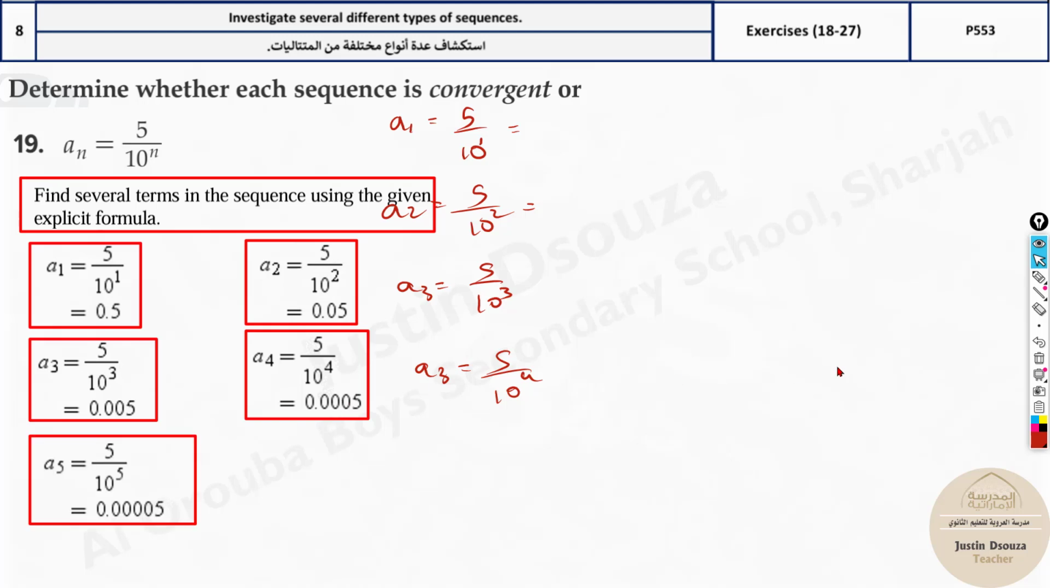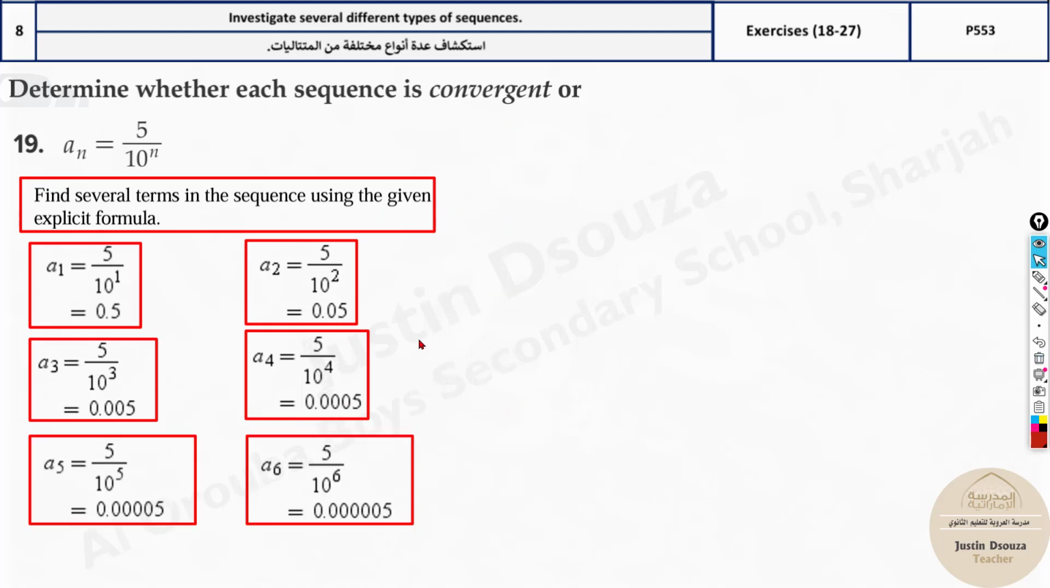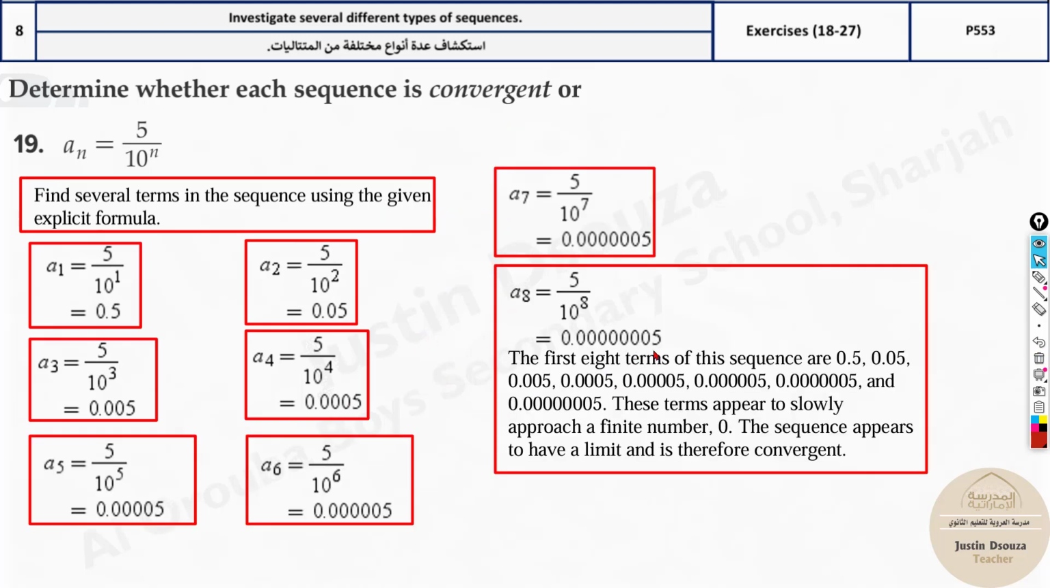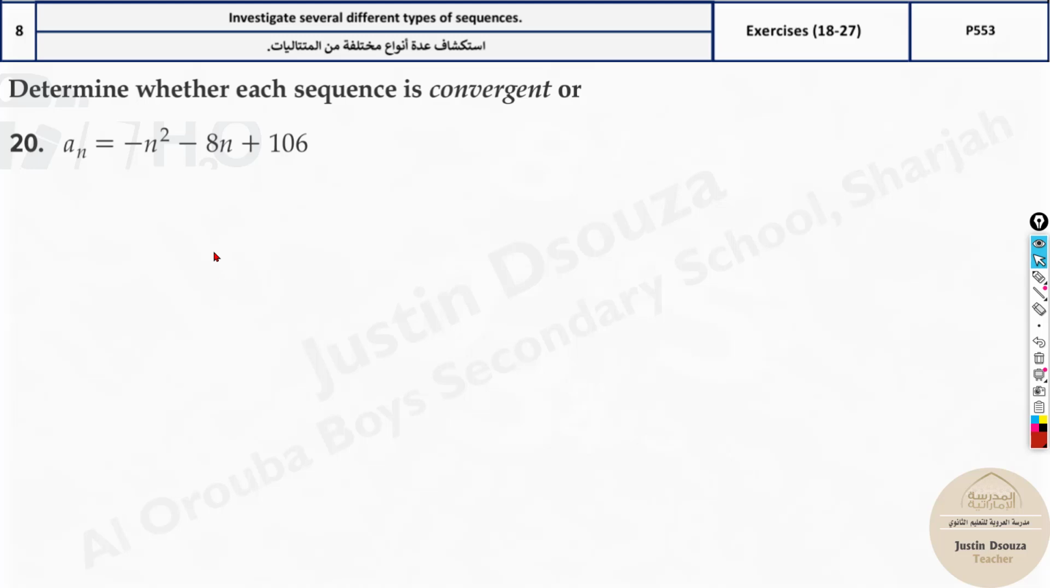So what is happening here? If you keep on increasing the values, you can see it's going extremely close to 0. So they are all converging. The values over here are converging. It might be like this and towards 0. So no matter what, all the values are going towards 0. Therefore, this is a convergent series or sequence. So this is it.